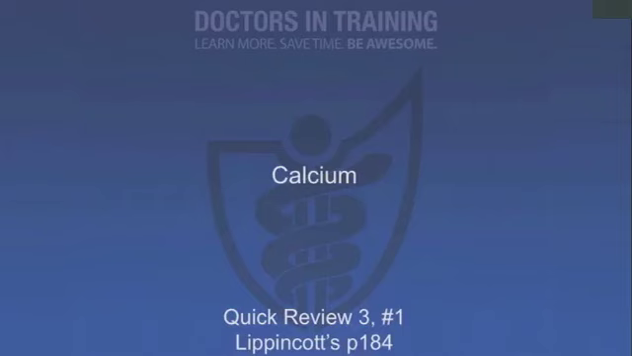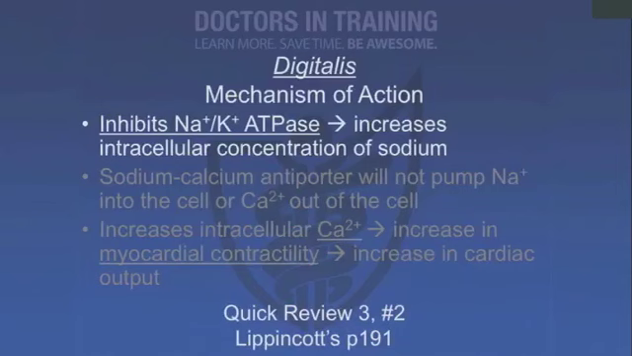All right, it's now time for our quick review number 3. Let's get started. Contractility of cardiac muscle is directly related to what ion? This is an easy one. This is just calcium. Describe the mechanism of action for digitalis and how it leads to an increase in cardiac output. Well, it inhibits the sodium-potassium ATPase pump, and it increases intracellular concentrations of sodium.